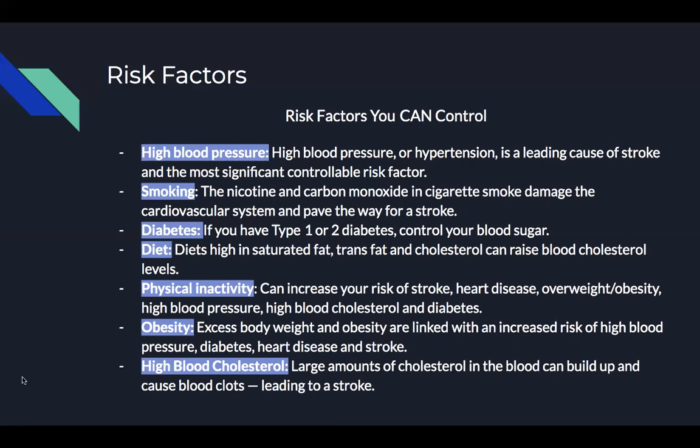Physical inactivity can increase your risk of stroke, heart disease, obesity, high blood pressure, high blood cholesterol, and diabetes. It's recommended to be active at least 150 minutes a week. Obesity or excessive body weight are linked with an increased risk of high blood pressure, diabetes, heart disease, and stroke. And lastly, high blood cholesterol. Large amounts of cholesterol in the blood can build up and cause blood clots, leading to stroke.